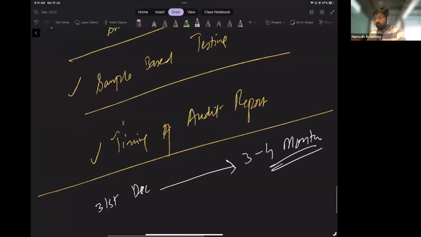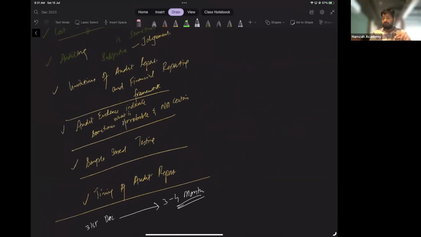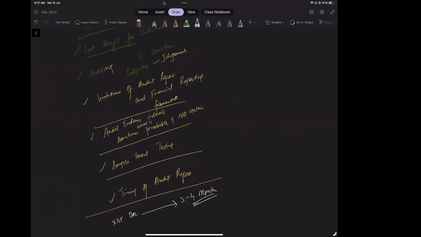Any point you want me to re-explain out of these points? They are written in front of you. Any point? Tell me, please. Yes, sir. Can you hear me? Yes, please.